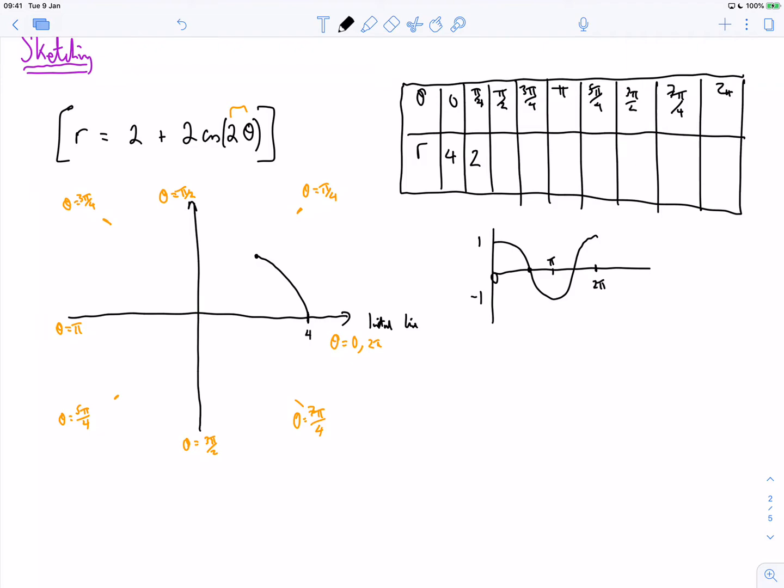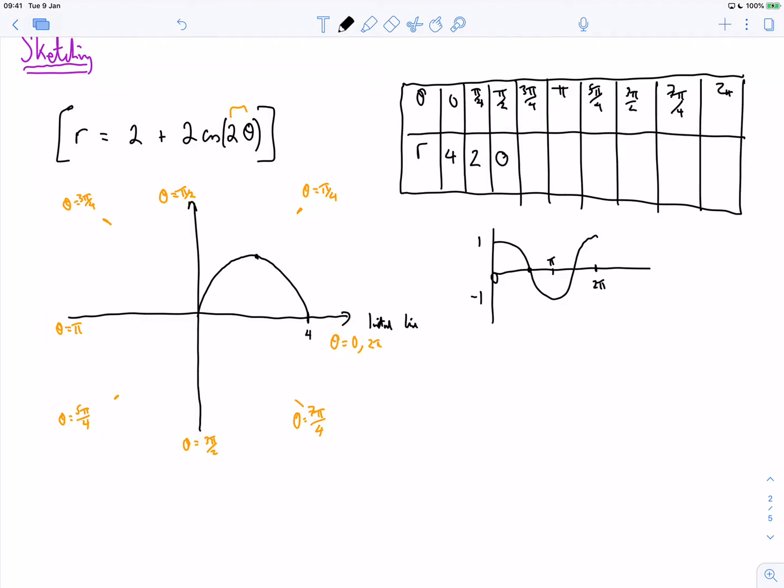And then when we're at pi over 2, then 2 lots of pi over 2 is pi. So cosine of pi is minus 1. 2 lots of minus 1 is minus 2. So if I have 2 plus minus 2, that's a 0. So we're popping into the 0 like that. Okay, so that's a 0.